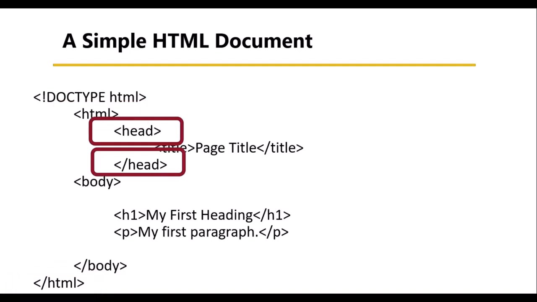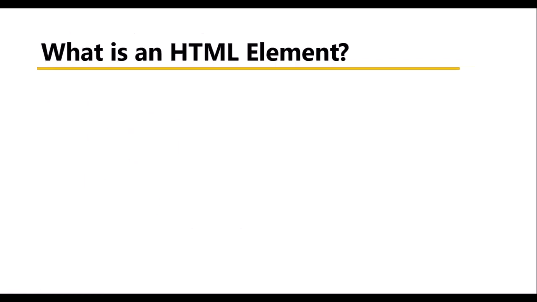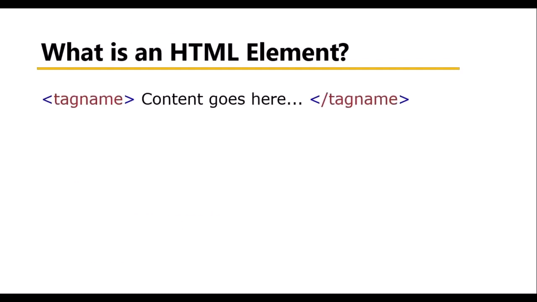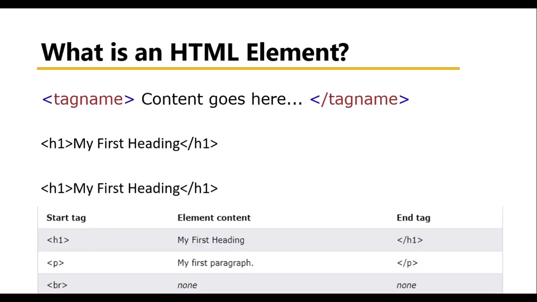But there are some elements that have an opening tag but don't have a closing tag. Let's talk about the element. An HTML element is defined by the start tag, content, and closing tag, or end tag. Everything that goes inside this opening and closing tag is called an element. Some HTML elements have no content, like the br element. These elements are called empty elements. Empty elements do not have an end tag.